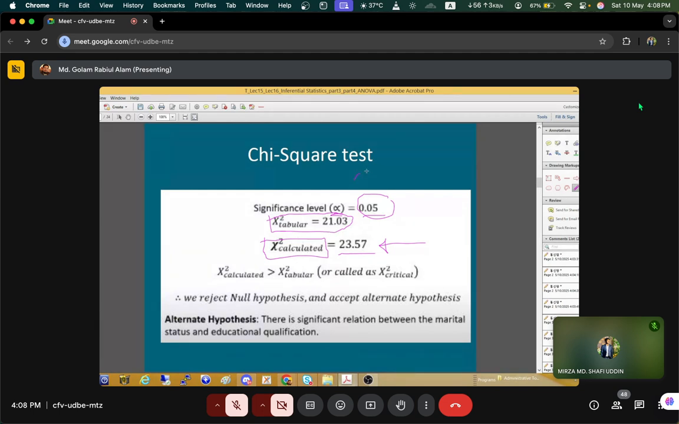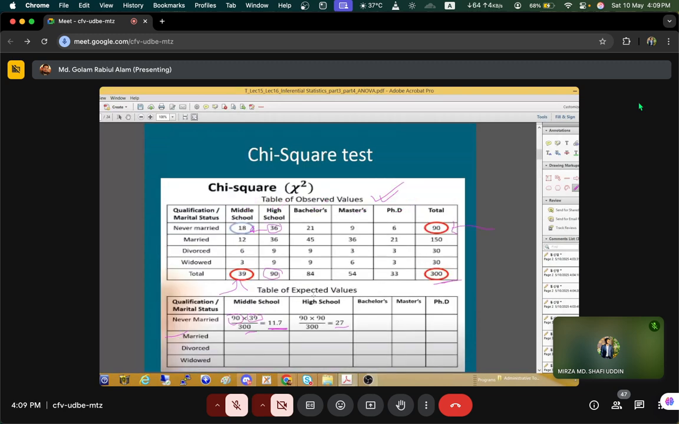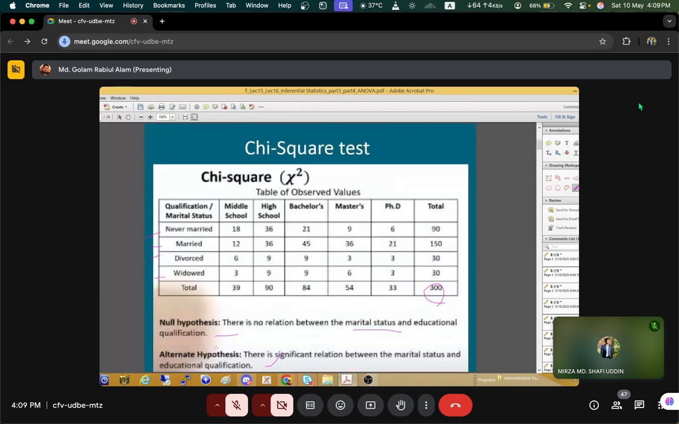So the chi-square score is 21.03, and we can say the calculated value is greater than that. That means the accepted region is up to this, and beyond that is our rejection zone. We got the value beyond our critical value, the chi-square critical value. It means we have to reject the null hypothesis.